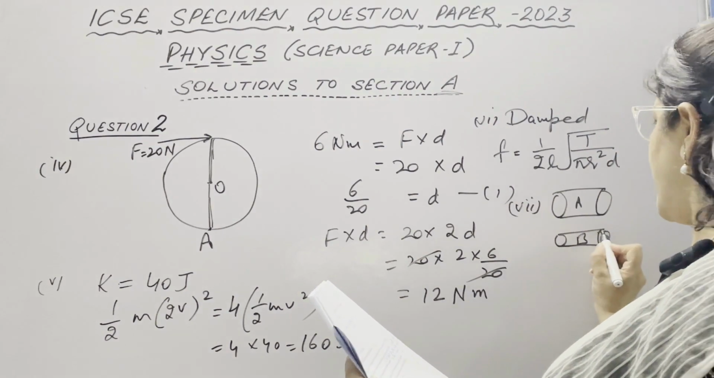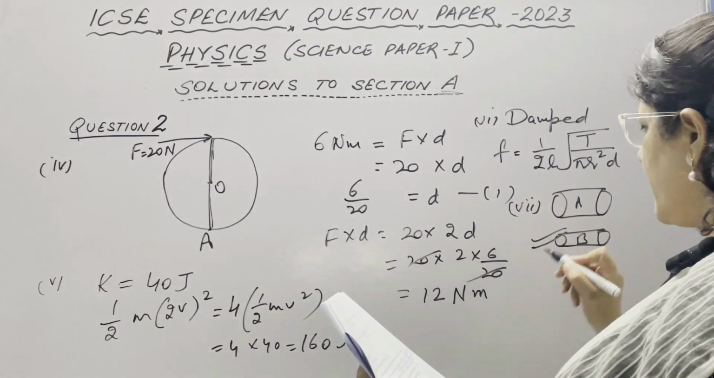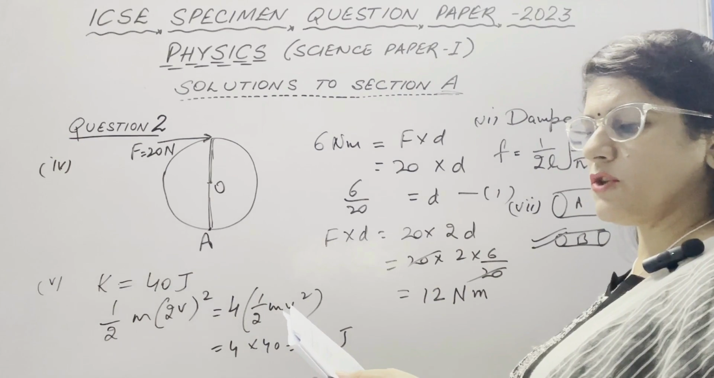Obviously, the one whose surface area is reduced. It means B. Greater resistance is of B.